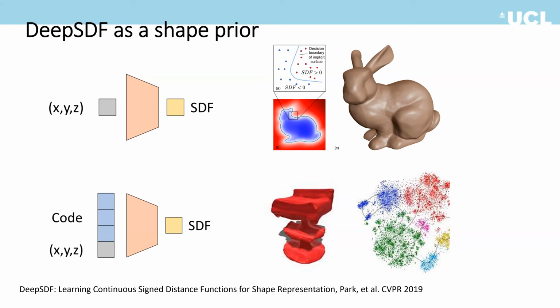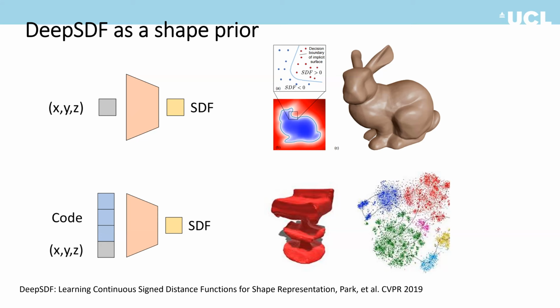DeepSDF is also a type of neural implicit representation, and it even comes earlier than NeRF. The difference is that DeepSDF models an SDF, so it's a surface, just as in GoSurf and CoSLAM, where we use SDF. Here you can see that if you query an XYZ location, it will spit out the SDF value at that location directly.